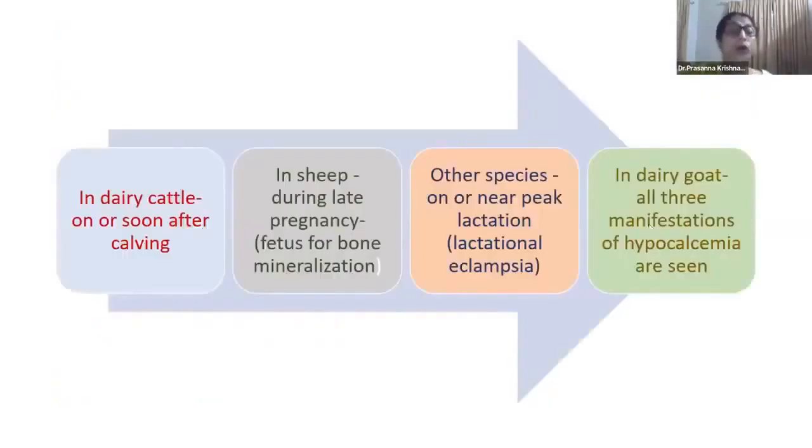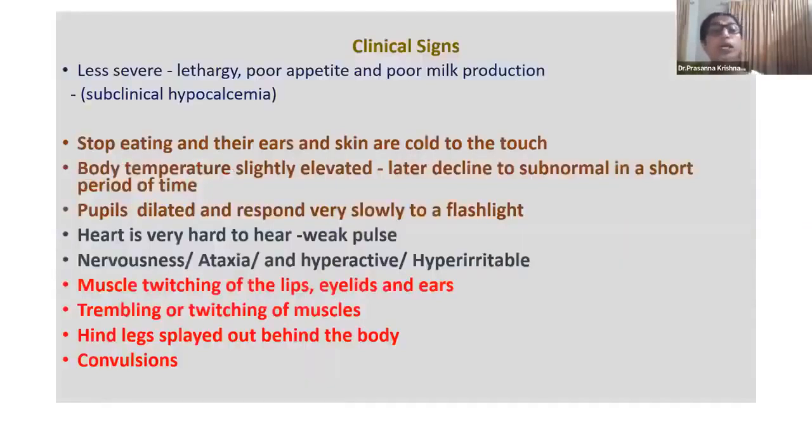It happens in dairy cows on or soon after calving, especially in high-yielding cows. In sheep, it is said that during late pregnancy there is a chance of developing hypocalcemia, because of the bone mineralization of the fetuses. But in goats, we see all these conditions. It can be soon after kidding, during pregnancy, or even during peak lactation. So in goats, you can see all three conditions.